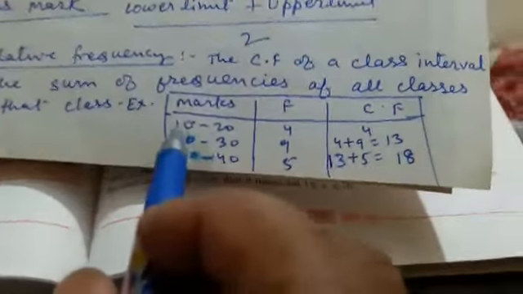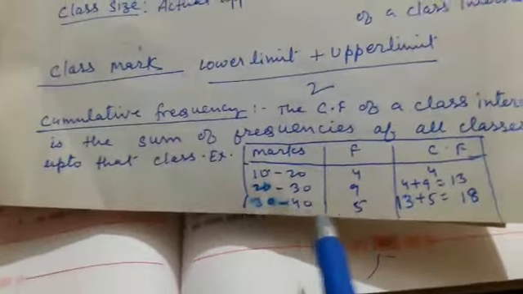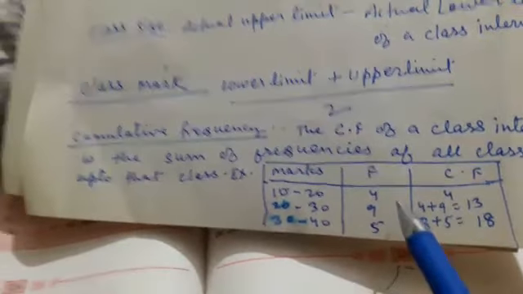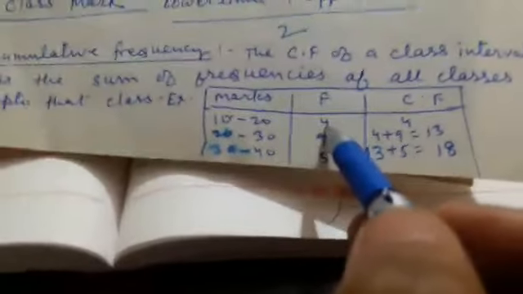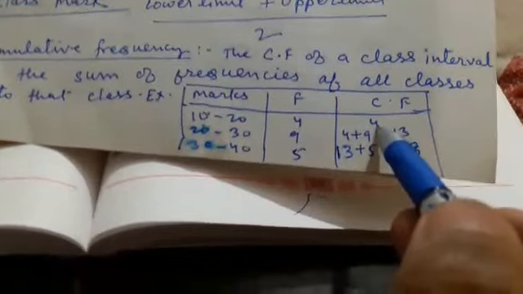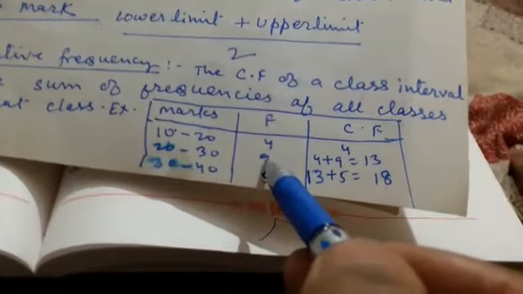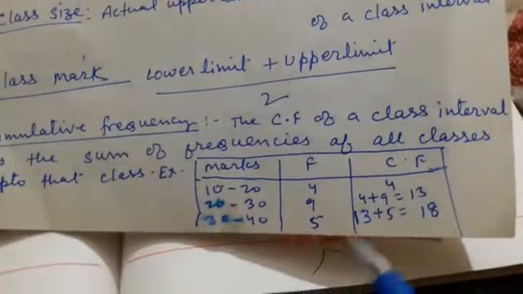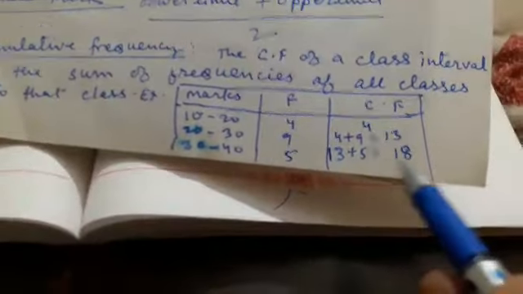Let us see. In the first group, 10 to 20, frequency is given 4, 20 to 30 is 9, and 30 to 40 frequency is 5. First of all, we have to write down as it is the frequency given in the first group. 4 is given, so 4 will be written down as it is here. In the next group, this 4 will be added to the frequency of the second group, 9, so 4 plus 9, that is equal to 13. Similarly, this 13 will be added to this 5. So 13 plus 5, that is equal to 18. This is cumulative frequency.